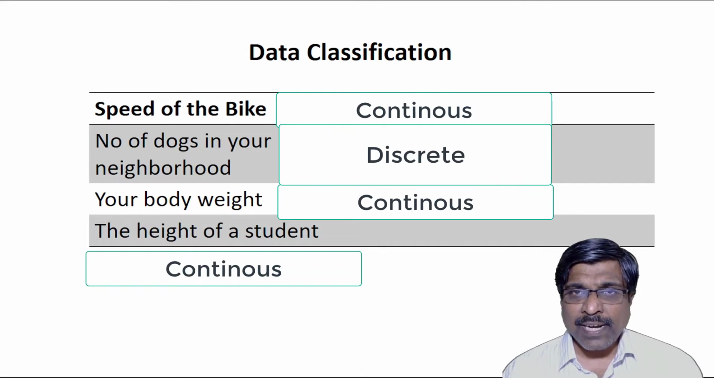The height of a student, again we have a measurement quantity here. I am going to measure the height of a student using centimeters or feet. So this also is an example of continuous data. So when we are given certain illustrations like this, we can find out what kind of data it falls in, whether it is continuous data or discrete data. And remember, both of these fall under a category called quantitative data.